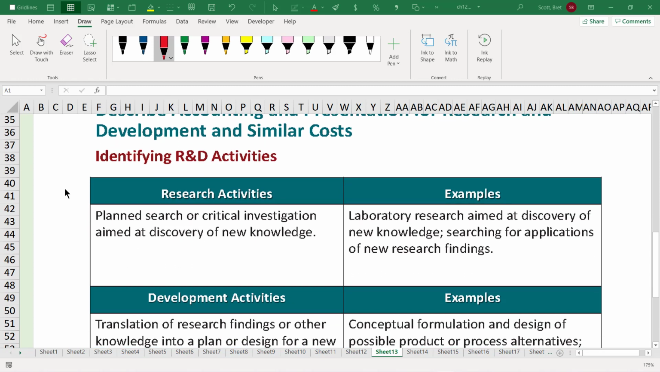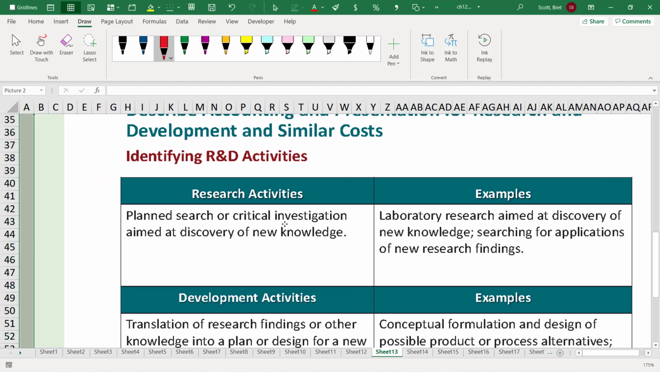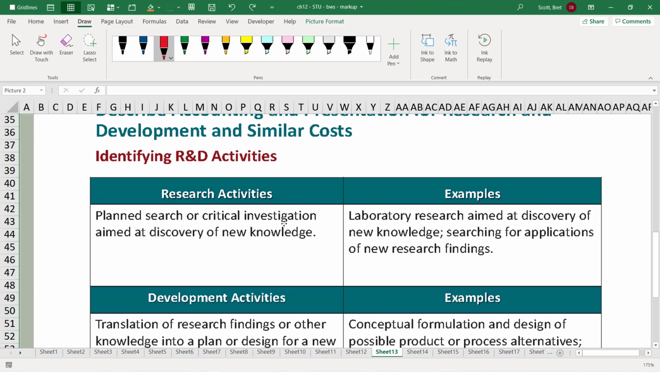So down below, when we're talking about identifying R&D activities, research specific activities involve critical investigation. Oh, Kevin, of course you would do that. Critical investigation aimed at discovery of new knowledge. That's the key. Research, we're trying to find something new, some type of innovation. So that involves laboratory research into discovering new knowledge, search for applications of new research findings.